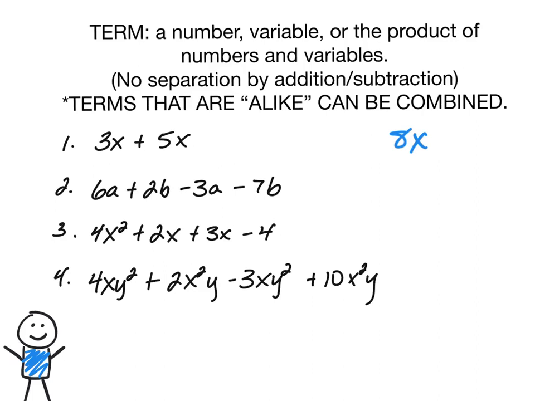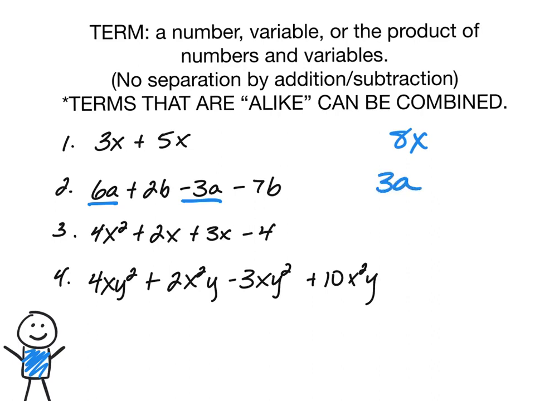Take a look at the next question, and it's got 6a plus 2b minus 3a minus 7b. What you'll notice is that you can't combine 6a plus 2b. They are not like terms. So what I can do though is take the 6a and combine it with the -3a. They both have an a term. 6a's subtract 3a's from that leaves me with 3a's.